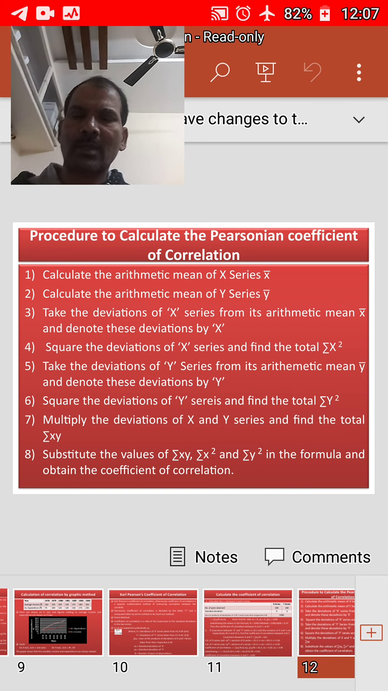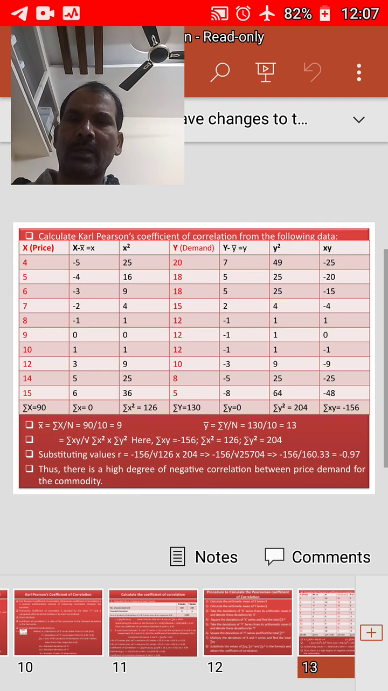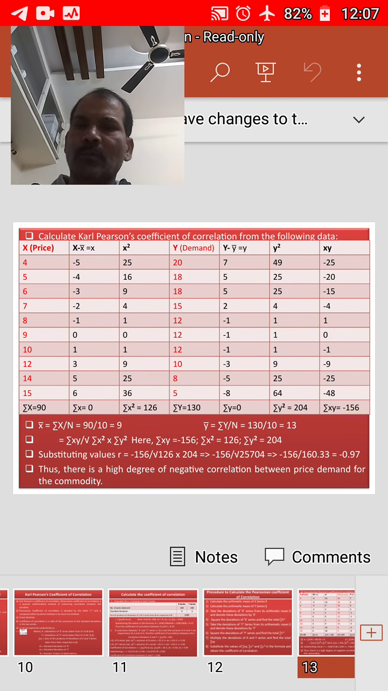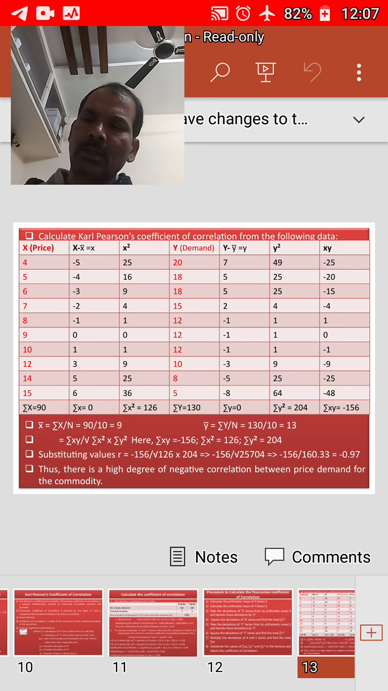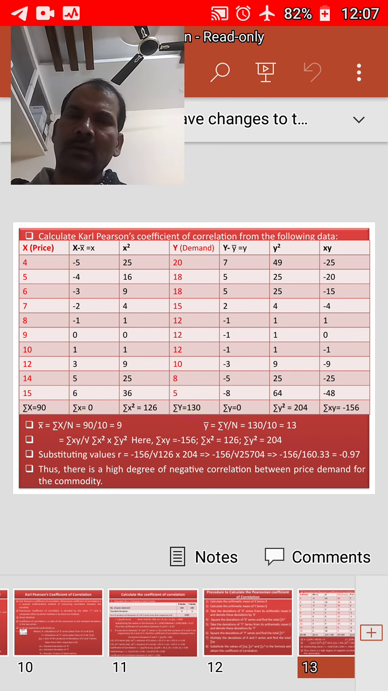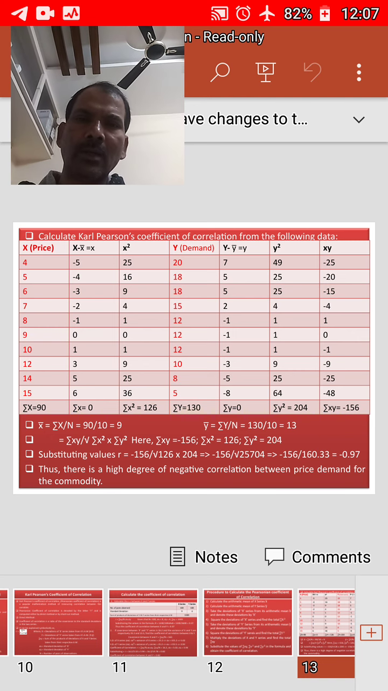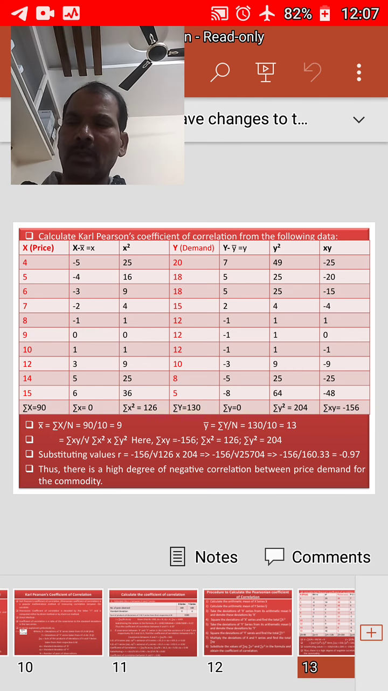For better understanding, we will consider one example. He has given price in rupees and demand in kgs, shown on the PPT in red color, and we need to solve based on this data.